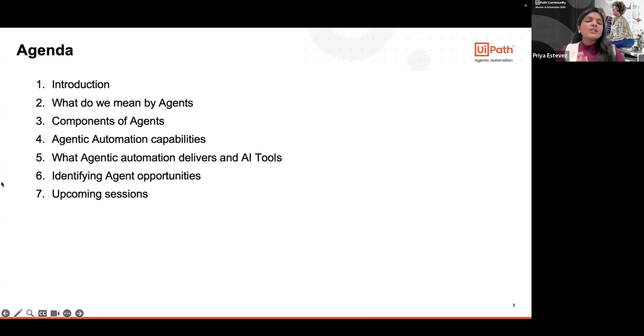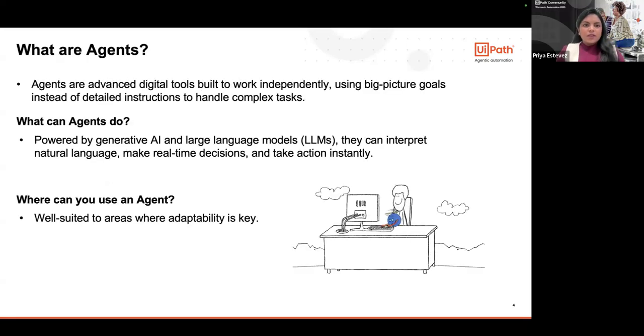So for today, we'll see what we mean by agents, what the basic components are that comprise an agent, and what agents can offer. What could they do? And how can they deliver into our automation suite using the AI tools? And towards the end, we want to see how we can take this back and apply it to your day-to-day work. So you need to look for opportunities where this agent could help you.